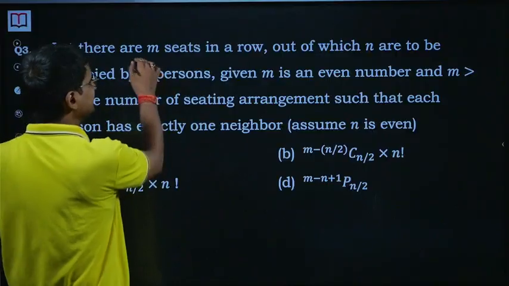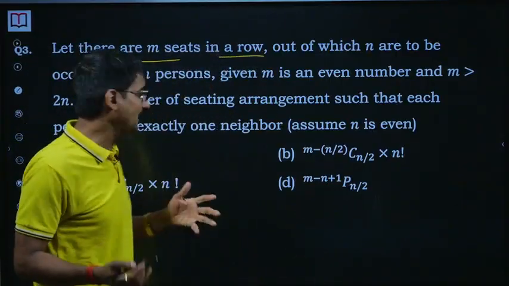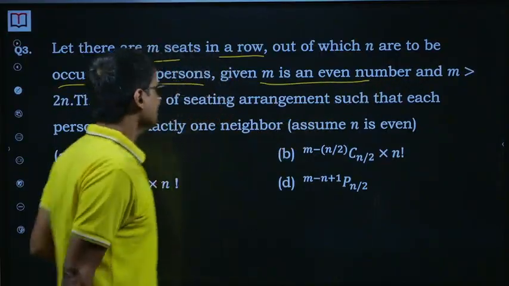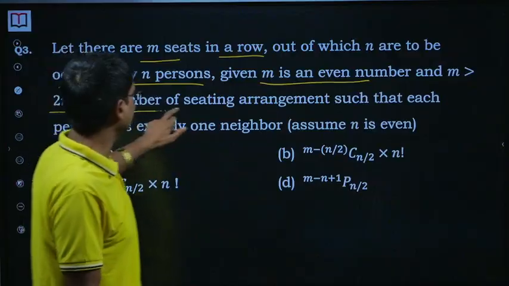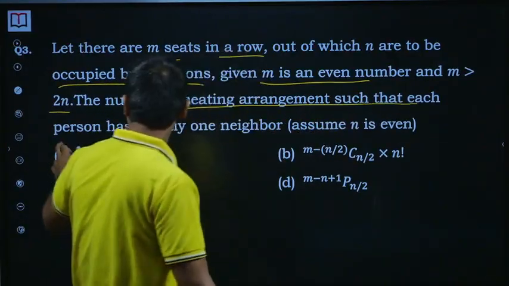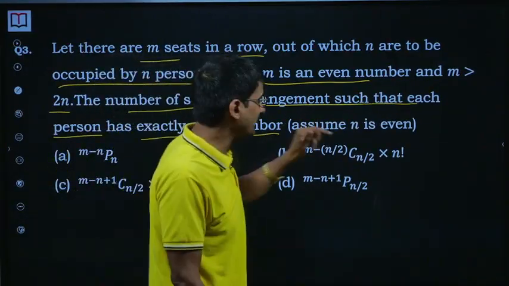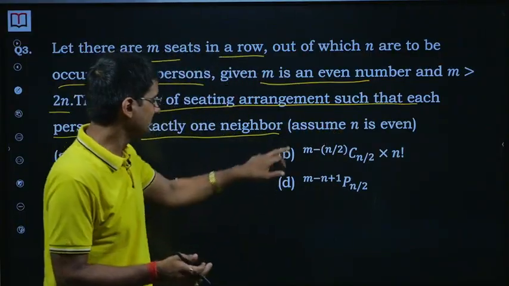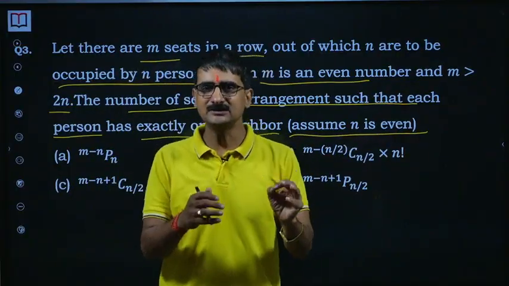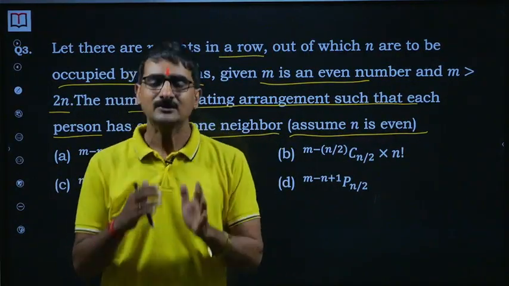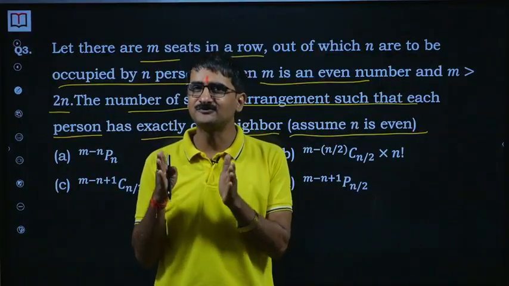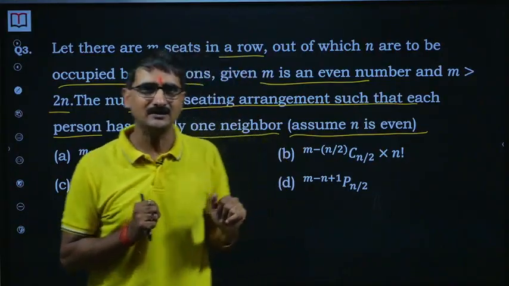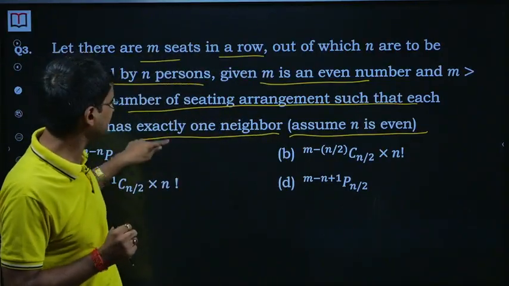There are m seats in a row, out of which n are to be occupied by n persons, given m is an even number and m is greater than 2n. Find the number of seating arrangements such that each person has exactly one neighbor. What does that mean? That means n is an even number. Let's say you have 12 persons. You will make them sit in groups of 2 each, 2 persons together, and then there's exactly one neighbor.